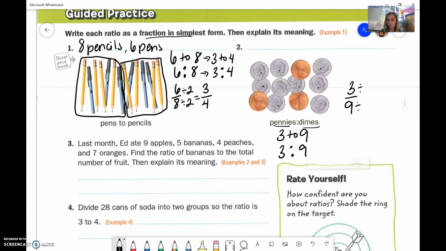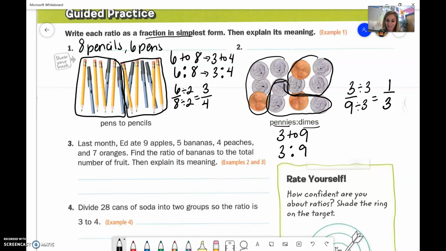So now I know that 3 and 9 share a common factor of 3. So I'm going to divide each of these by 3, which gives me 1/3. So for every 1 penny, there's going to be 3 dimes. Let's see if we can make that happen. So 1 penny, 3 dimes. 1 penny, 3 dimes. It just confirms that you did it right.